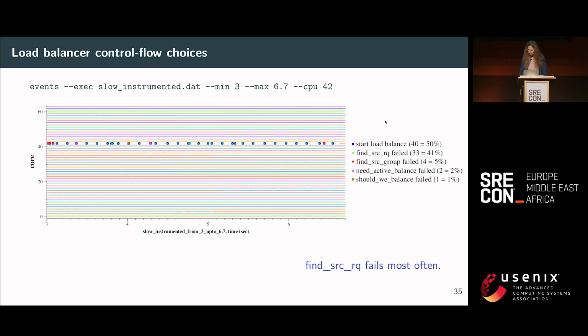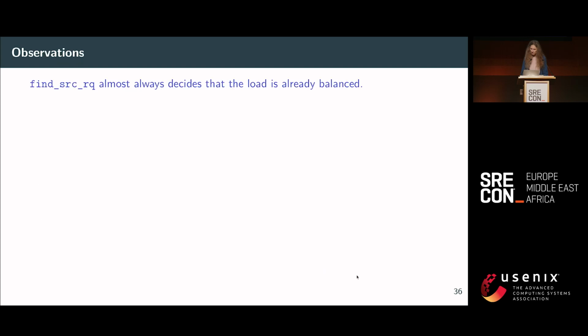So if you look over here, we have 40 attempts to load balance. And in 33 of them, we have failed to find a run queue that we can steal from. So there are some other reasons here that we'll look into more later, but we'll start with this one. This find source run queue fails the most often. So basically what happens is that the attempt to find a run queue to steal from has the impression that the load is already balanced on the machine, and so load balancing is not worthwhile.